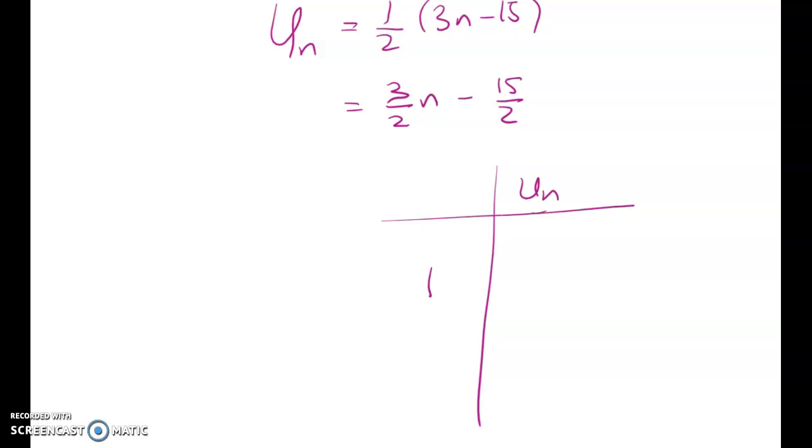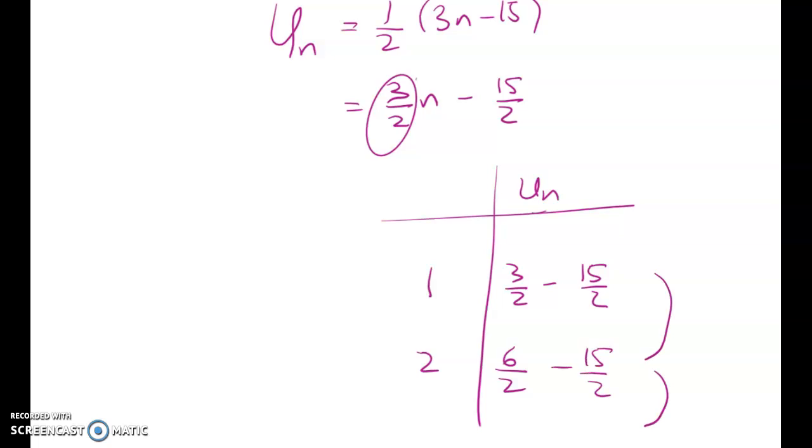The first term here is going to be 3 over 2 minus 15 over 2. The next term is going up by 3 over 2, right? So it's going to be 6 over 2 here. I'll write it as 6 over 2 minus 15 over 2. So if you just put your common sense maths brain into gear, you'll see straight away here that d is equal to 3 over 2.